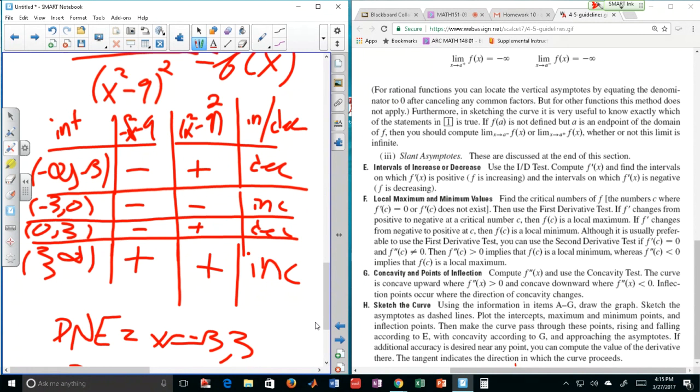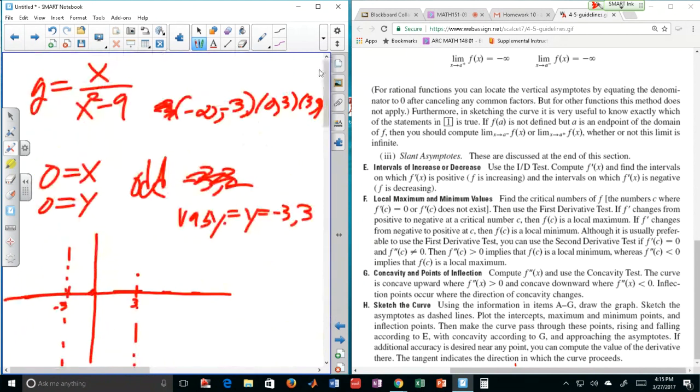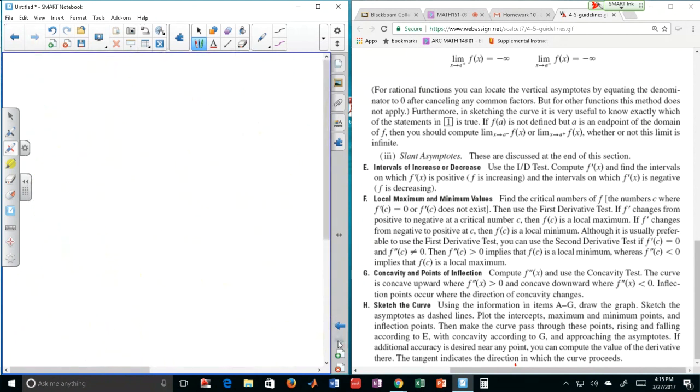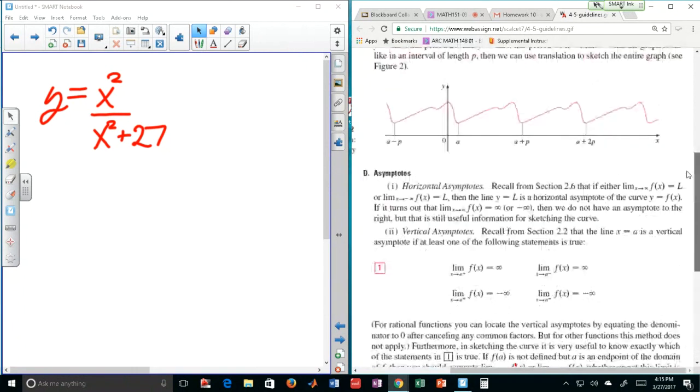You want to do another one? Sure. These super long problems. Yeah. All right. This one is y equals x squared over x squared plus 27. And again, use the guidelines to sketch the curve. The last 6 are just using the guideline.